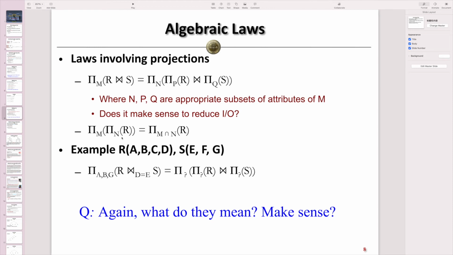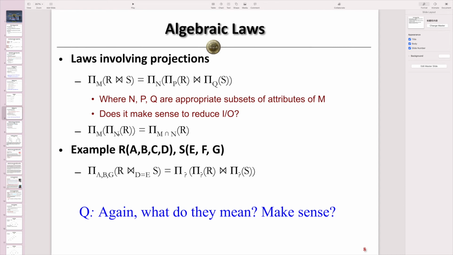Another law we have here is a projection of M, inside which we have a projection of N. Both M and N denote attribute sets, and we are working on the relation R. This is equivalent to the projection of M intersection N on the relation R. You can compare them with each other, right? For the first one, we have two projections. However, for the right-hand side, we have only one single projection on relation R. And in some cases, it can also reduce the time cost as well as the I/O cost, right?